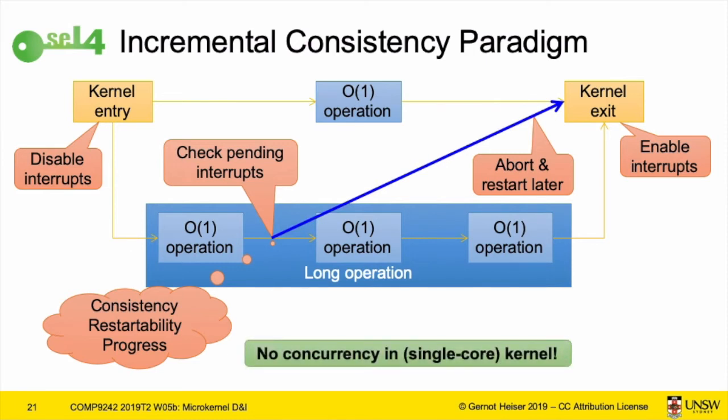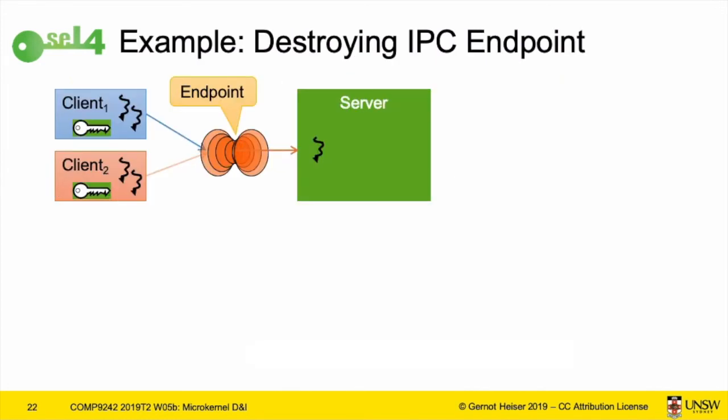And of course if we do this, then we avoid having concurrency in the kernel. So how do we do this? Let's say we want to clean up an endpoint. So there's an endpoint and there's IPC operations pending on it, and we nuke the endpoint cap here, so the endpoint gets destroyed, and we have to clean up obviously any derived endpoint caps of this one, but also we have to abort all these pending IPCs.